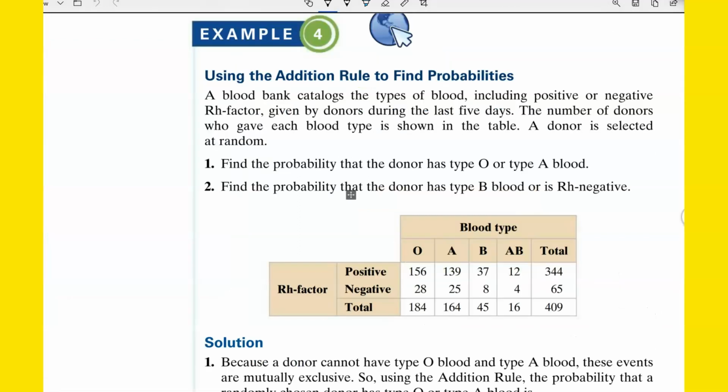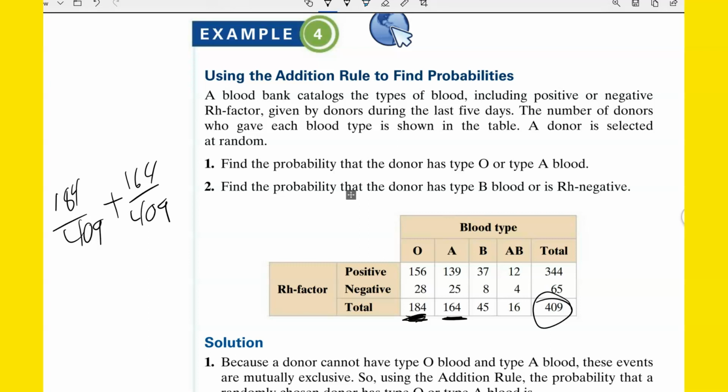Example 4. A blood bank catalogs the types of blood, including positive or negative Rh factor, given by donors during the last 5 days. The number of donors who gave each blood type is shown on the table. A donor is selected at random. Find the probability that the donor has type O or type A blood. All right, type O would be here. That's the total of type O. The type A would be here. Total of type A. The total of everything is 409, so it's just 184 over 409 plus 164 over 409.